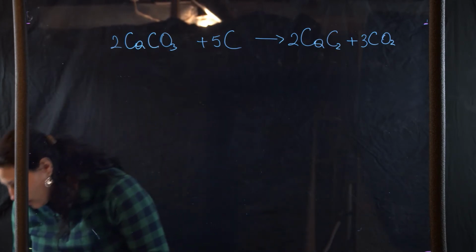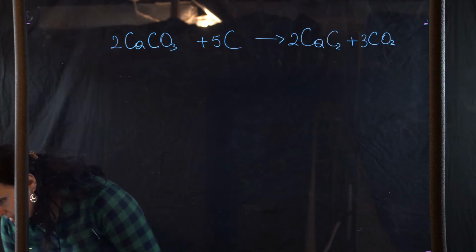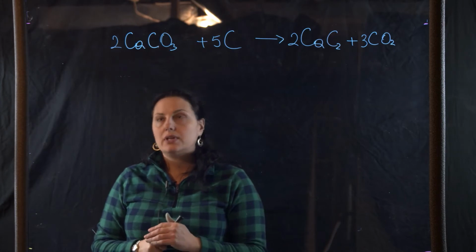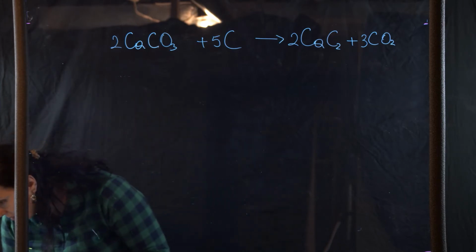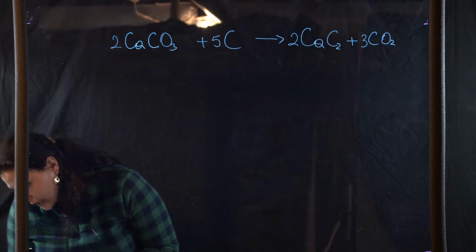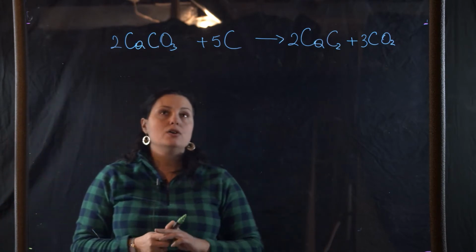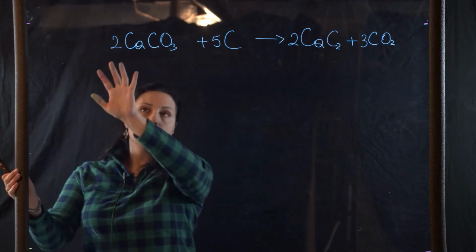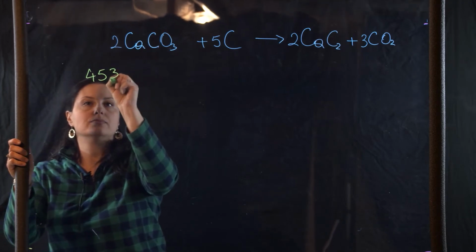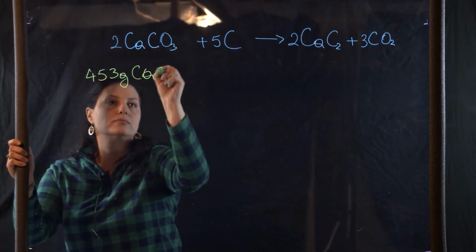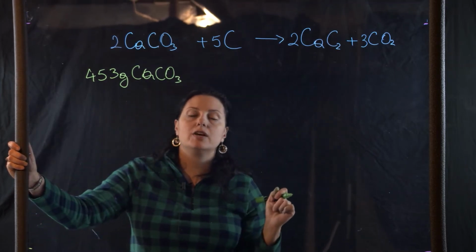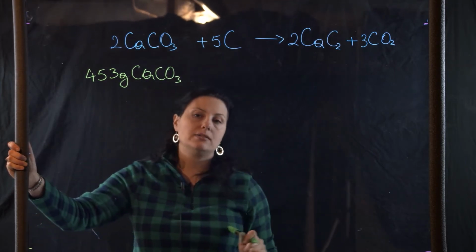Okay, then the last problem, well, no, it's the next to last. The next problem says, how many grams of carbon are needed to react with 453 grams of calcium carbonate? So I'm given 453 grams of calcium carbonate, and I'm asked to figure out how many grams of carbon will react with that much calcium carbonate.